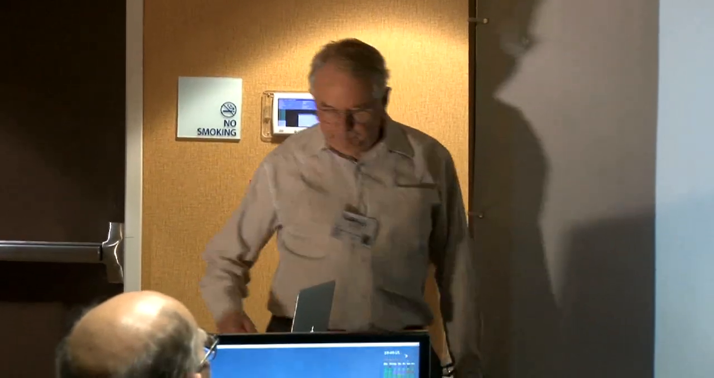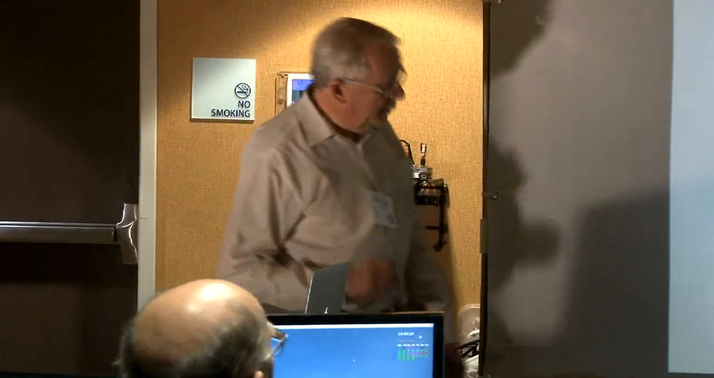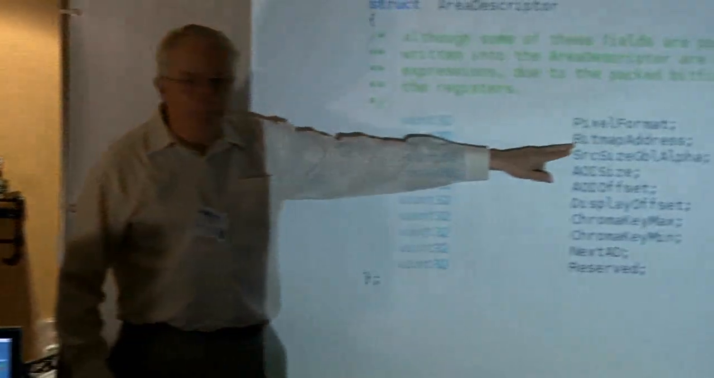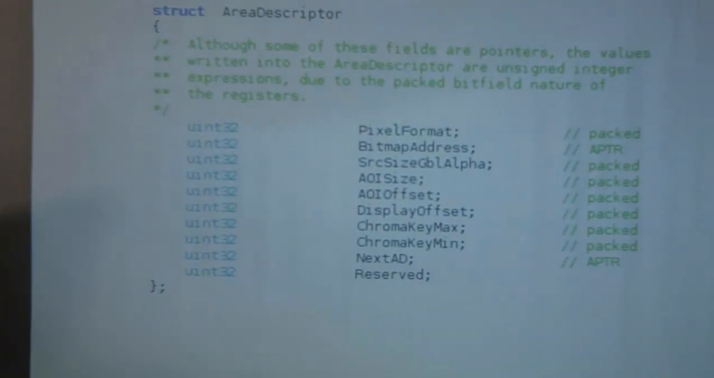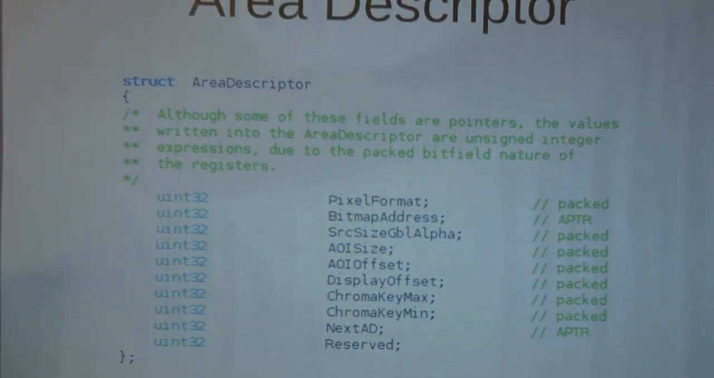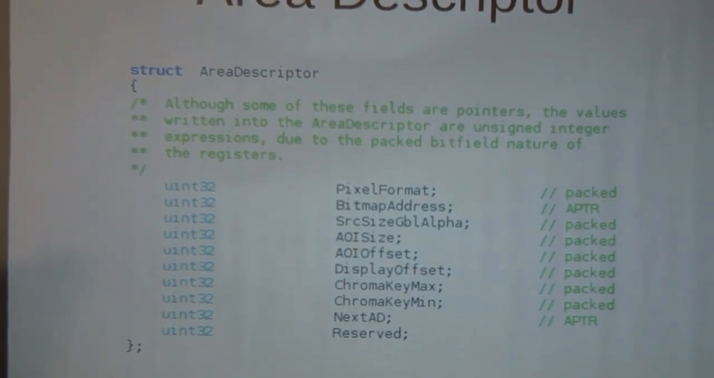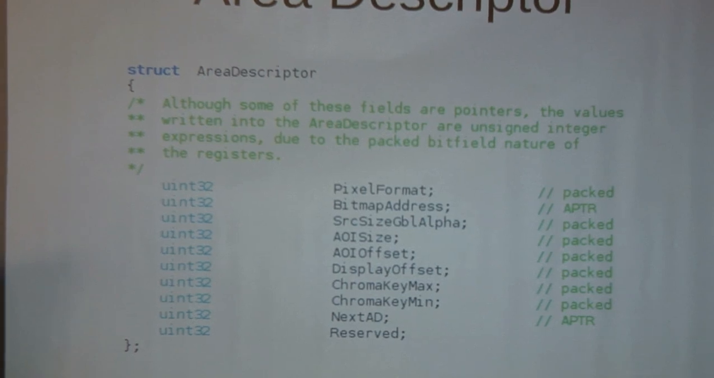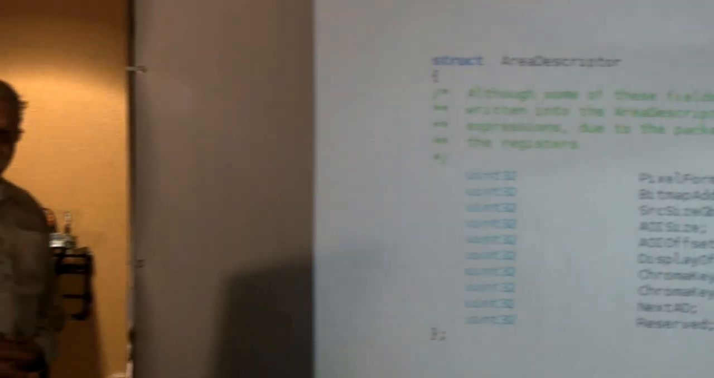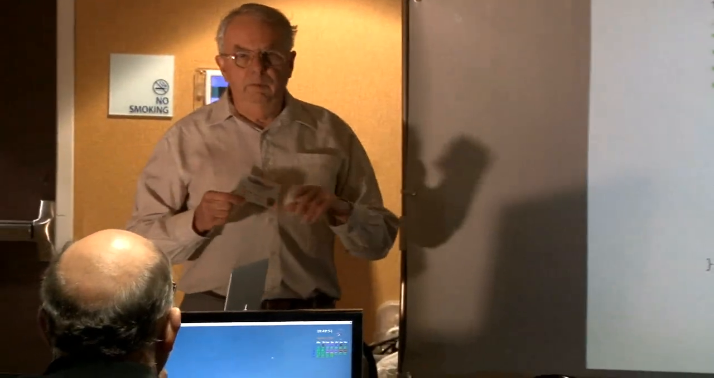Where was the bitmap for each of the area descriptors? Was that within the area descriptor? Yes, each area descriptor has a bitmap. So it's allocated separately? Yes, sir. So that means that if you wanted to, you could allocate extra area descriptors with bitmaps. Yes, and then switch them around, like the output buffer. You can switch that sort of thing quite quickly.